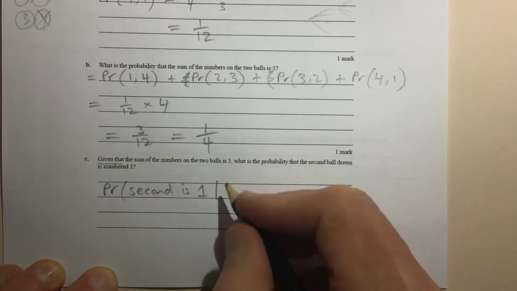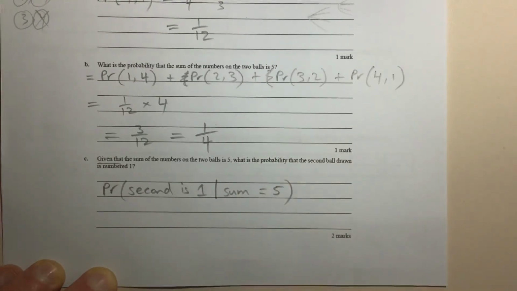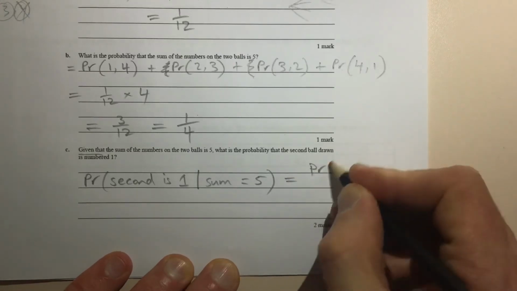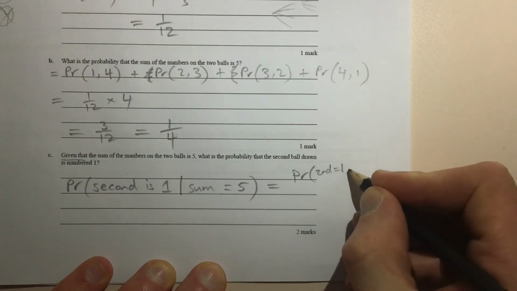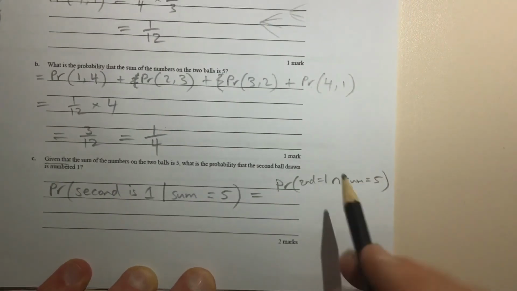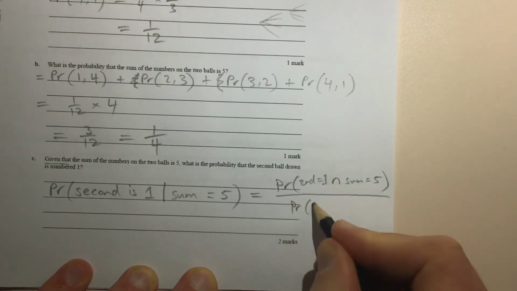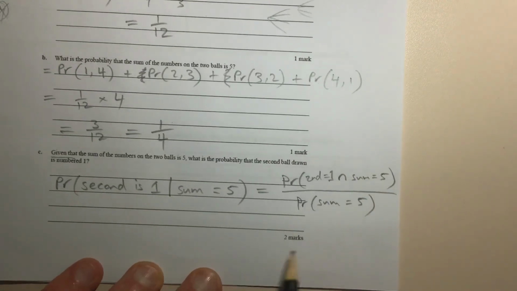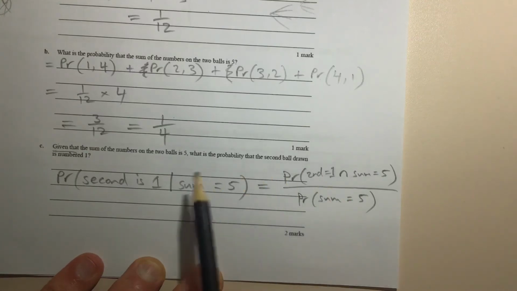So we're essentially saying the probability that the second is a 1, given that we know that the sum equals 5, right? Now, that's equal to, remember, the probability of both of those things on top. So the probability second equals 1 and sum equals 5, divided by the probability that the sum equals 5. Okay, and this is a 2-mark question, so we do need to show some working out here. So this is a really easy way to do it, to just use the conditional probability formula.